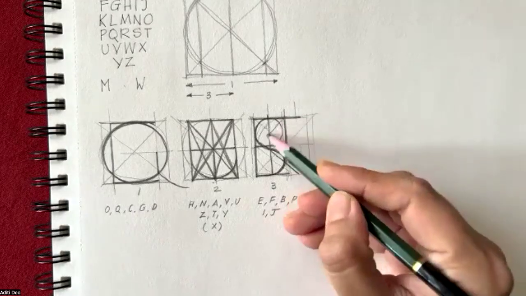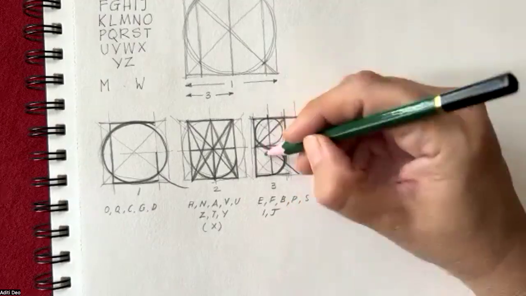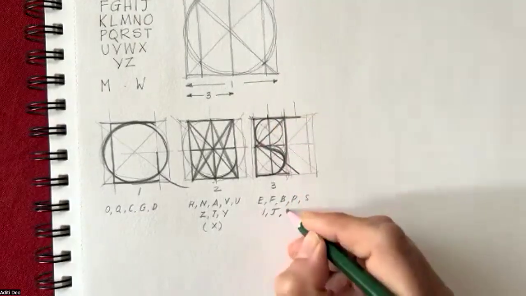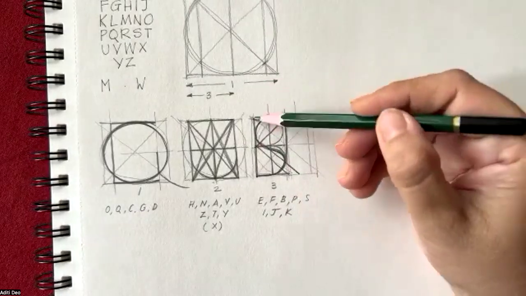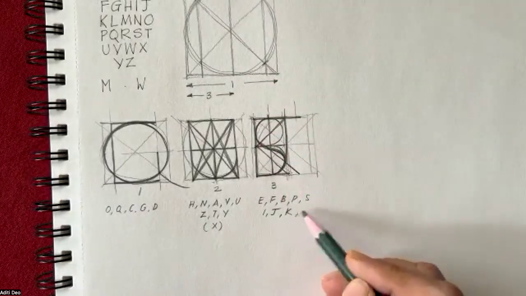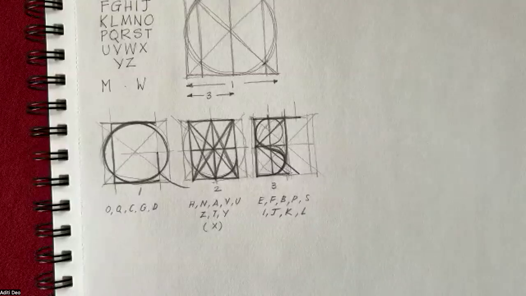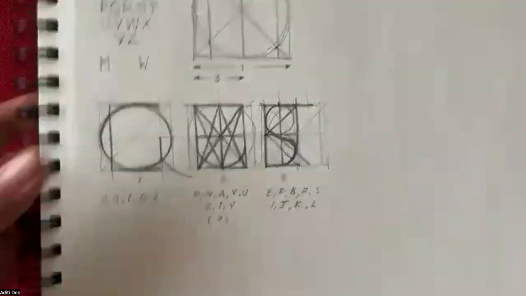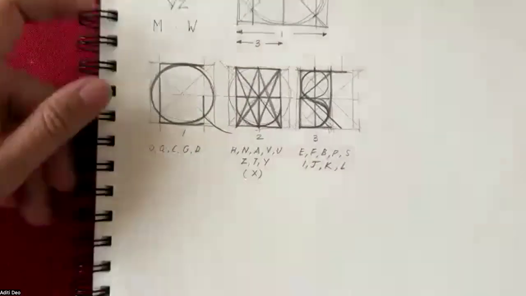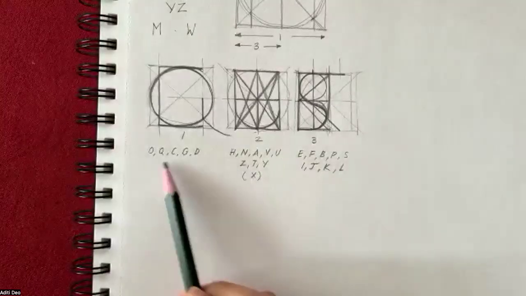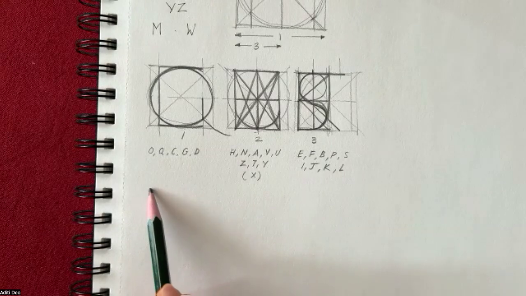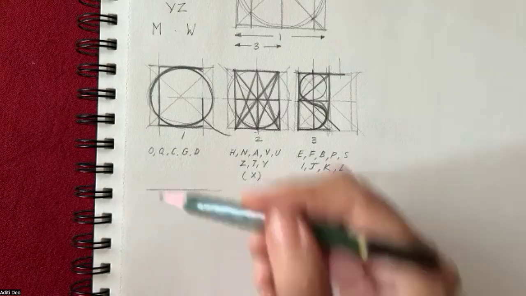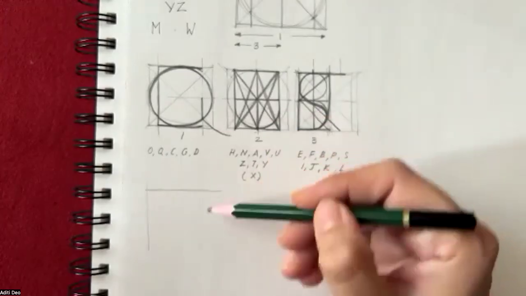Then you have a K, L, L will be here as well. And that leaves us with 5, 10, 15, 20, 22. We have to make some accommodation for M and W.